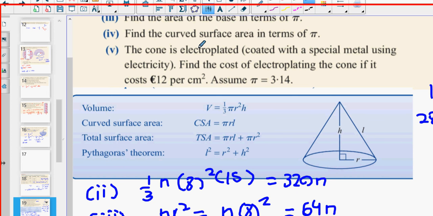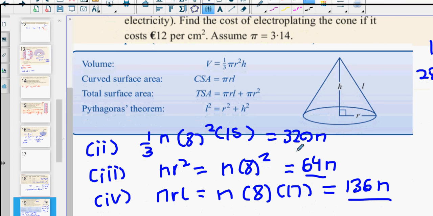Excellent. The cone is electroplated, which means that they coat it with a metal, okay? And the metal costs €12 per centimetre squared. Find the cost of electroplating the cone. Okay. I'm assuming they're electroplating the circular part and if you had a cornetto cone, all of the cornetto cone would be covered in the new metal. Make sense? So what we're going to do is we're going to add the two of these together, and what happens when you add them together?